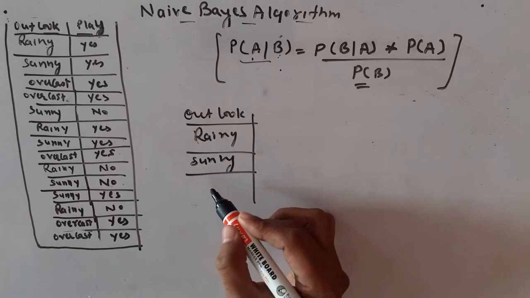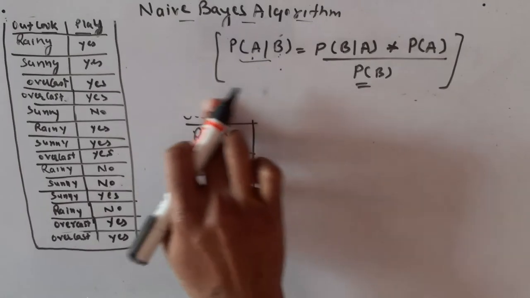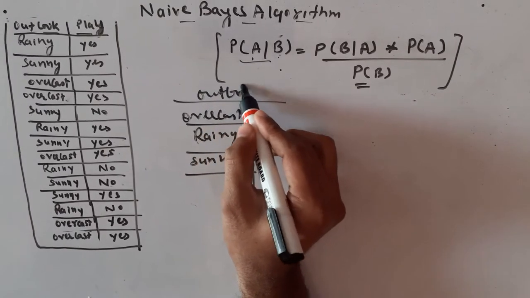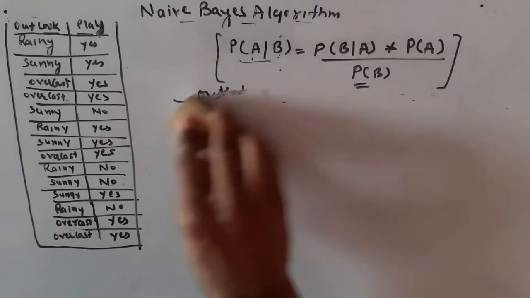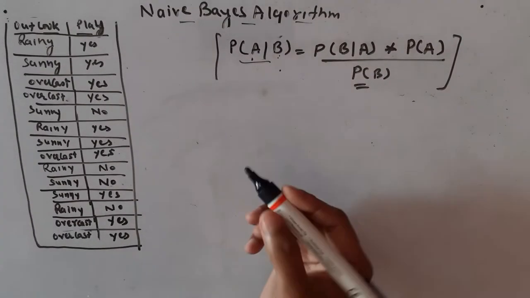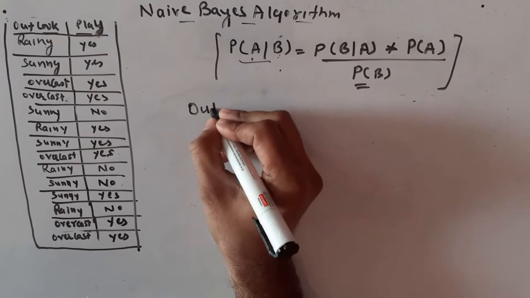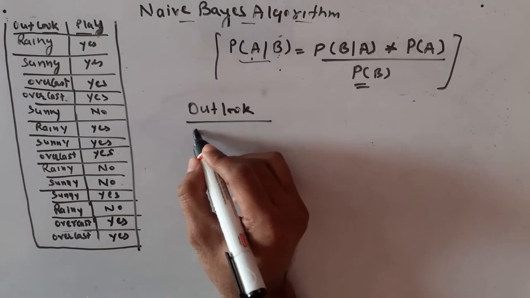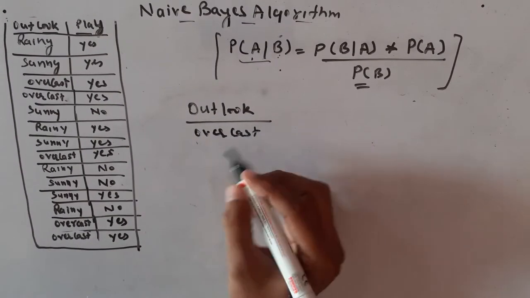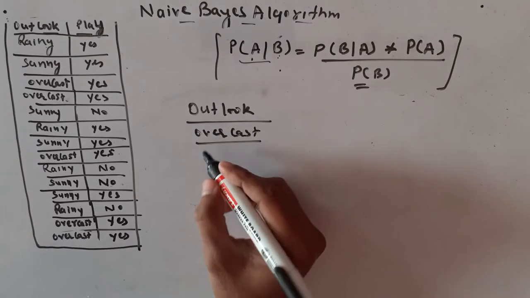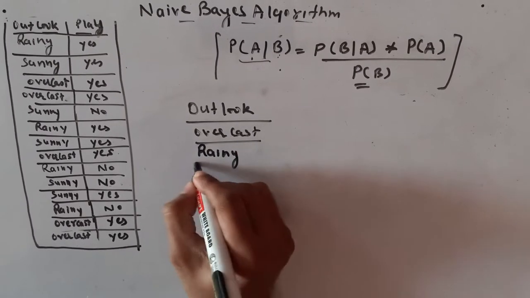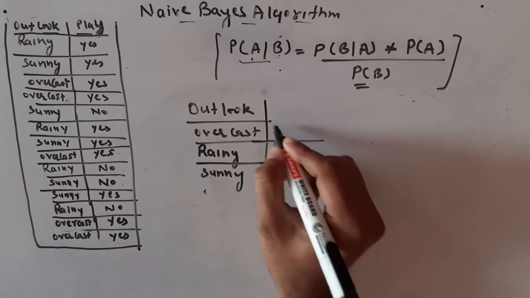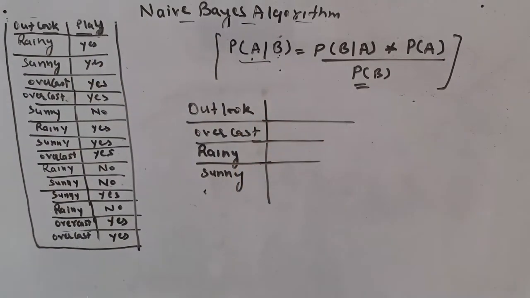and our weather could be overcast. So let me write it again. Basically, this is our outlook column, and it has three types of values. One is overcast, the other one is rainy, and the third one is sunny. Fine. Now we need to convert this table into an occurrence frequency table.